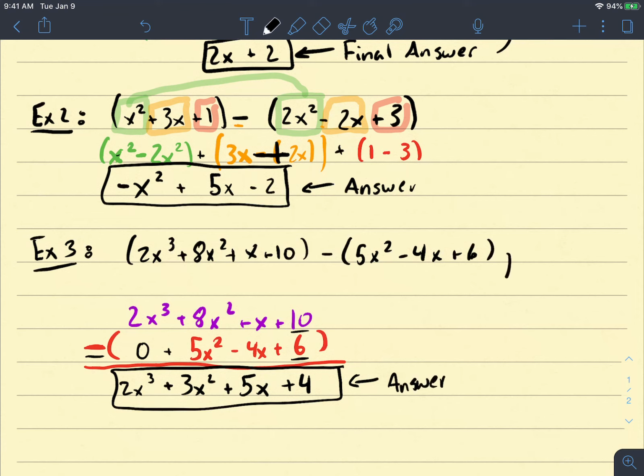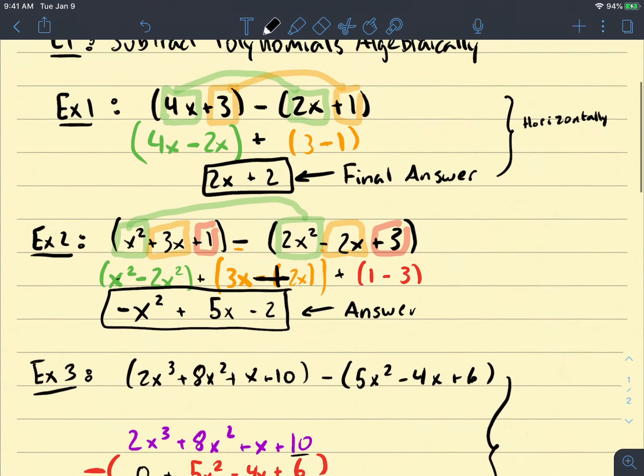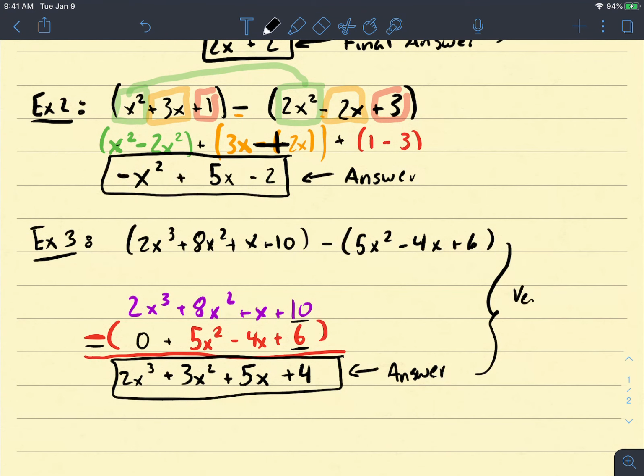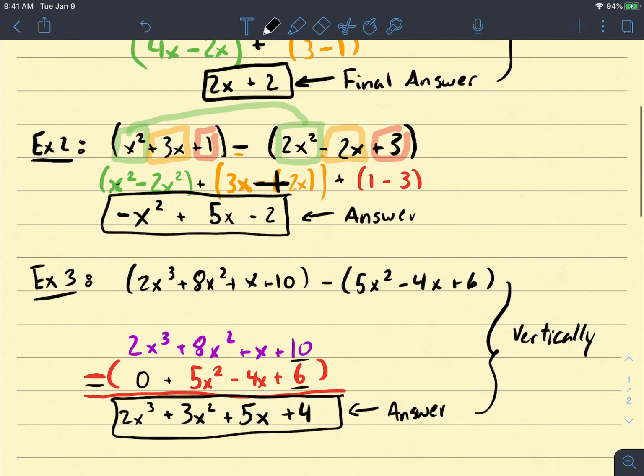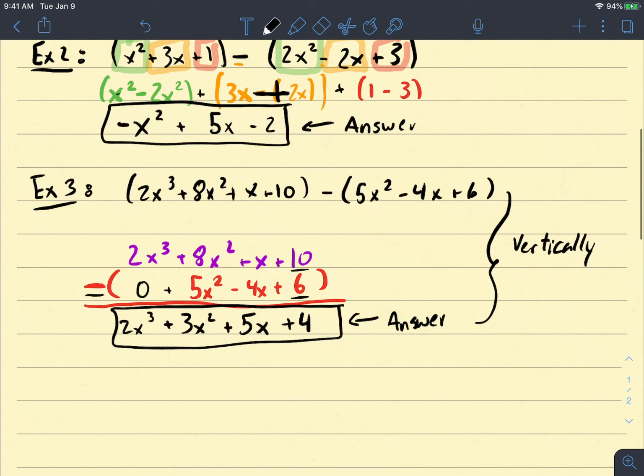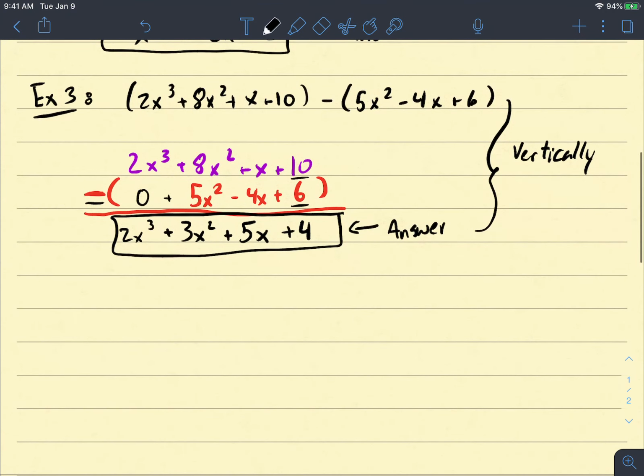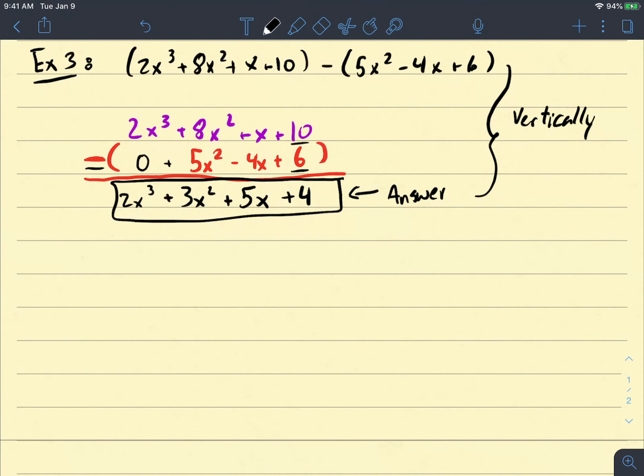And this is vertically, right? Now, some of us, this might be more confusing. And that's why I like sticking to this top method, the horizontal. But some people might like it this way. And we're just gonna have one final example. You can solve it whichever way you want.